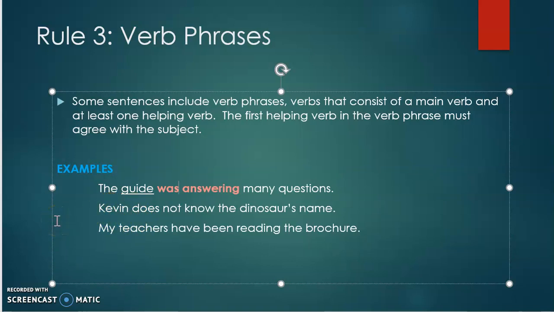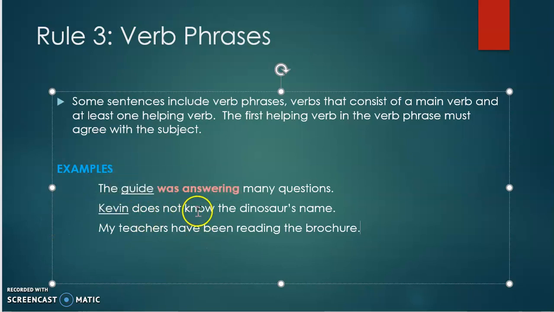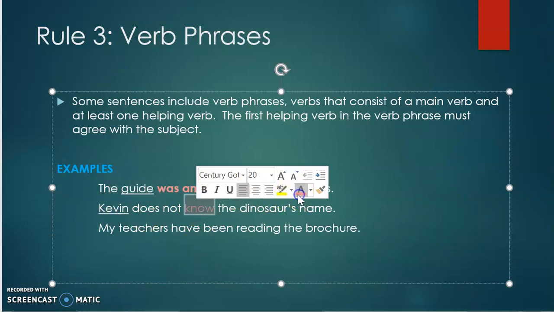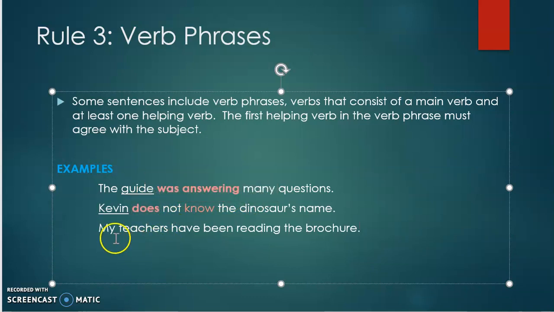Kevin does not know the dinosaur's name. We're talking about what Kevin knows. In this case, know is our main verb. Our helping verb is does, and does is the singular form, and it has to match. So not Kevin do not know, but Kevin does not know. And that's what you want to have there.